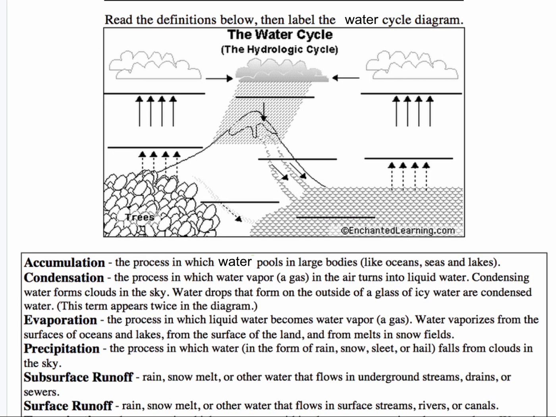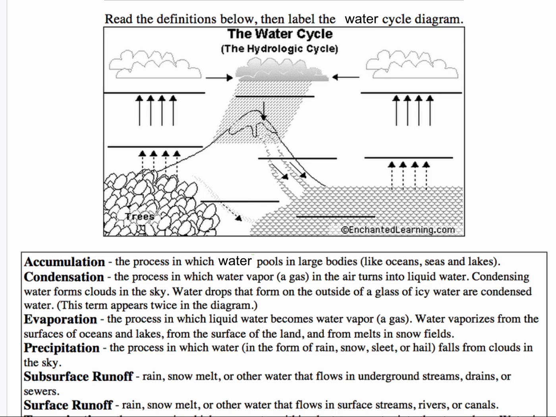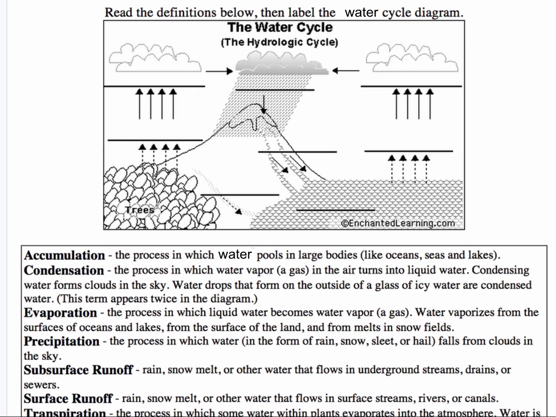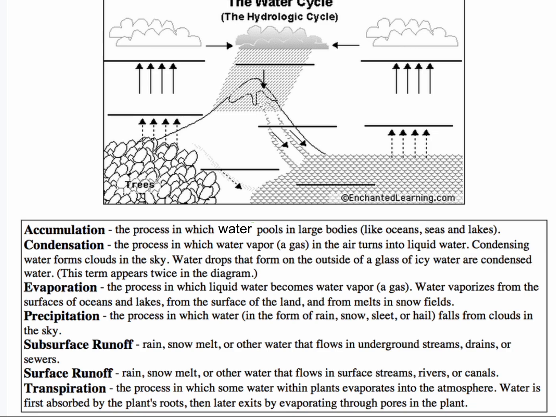Read the definitions below, then label the water cycle diagram. The water cycle, the hydrologic cycle. Accumulation, the process in which water pools in large bodies, like oceans, seas, and lakes. Condensation, the process in which water vapor, a gas, in the air turns into liquid water.